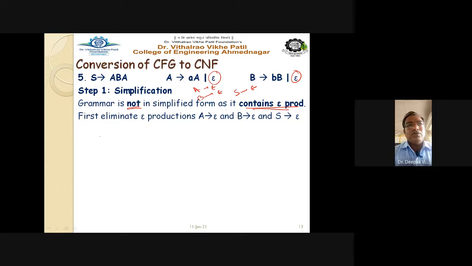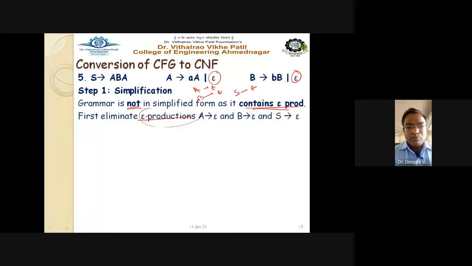So the first step is to eliminate the epsilon productions from the grammar. Now the given grammar: S gives A B A, A gives a A epsilon, B gives b B epsilon. So this grammar contains the epsilon production. So for normalization, before going to Chomsky normal form, we have to simplify the grammar. And simplification of the grammar means we have to remove the epsilon production, unit production if any, or the useless symbol if any in the grammar. So start removing the epsilon production, and we know how to remove the epsilon production.